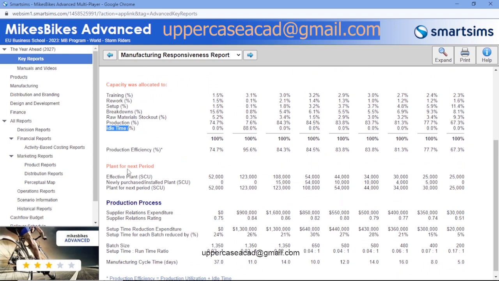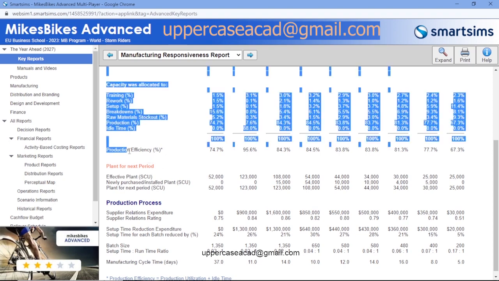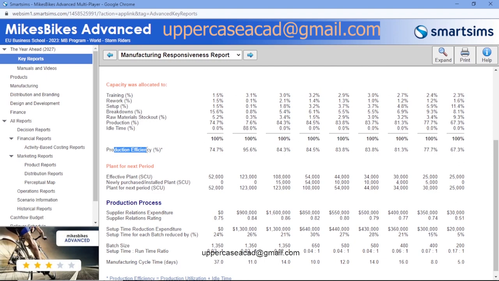So with all factors remaining constant, we cannot produce more units than we did last year. So ensure that you have no idle time. Then we have the production efficiency. So let me just highlight it. So this is the production efficiency. Ensure that your production efficiency is greater than 80%. So let's go back to our manufacturing.